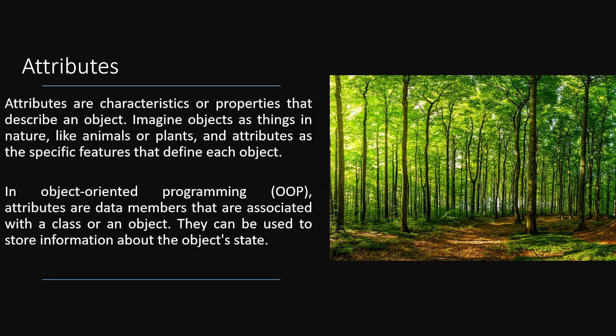Basically, attributes are the characteristics or properties which describe an object. Objects and classes we have already talked about, and these attributes are the characteristics or properties of an object. So let's imagine some object like plants or animals. They have certain attributes and specific features that define each object, right? Like plants have a particular plant family, animals have their animal family.